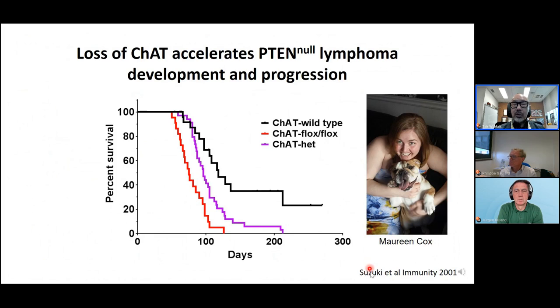We showed in 2001, with Akira Suzuki, a Japanese postdoc in the laboratory, that deleting PTEN in lymphoid cells can create lymphomas. As you can see here, the mouse is succumbing to lymphoma. But what Maureen Cox had shown before she left the laboratory to set up her own lab back in the US is that in addition to the PTEN, with one allele of the acetylcholine transferase deleted, the mouse has a much more severe disease. And if you pull both alleles of CHAT, meaning that they would now make even less acetylcholine, the ability to form a lymphoma is even further enhanced.